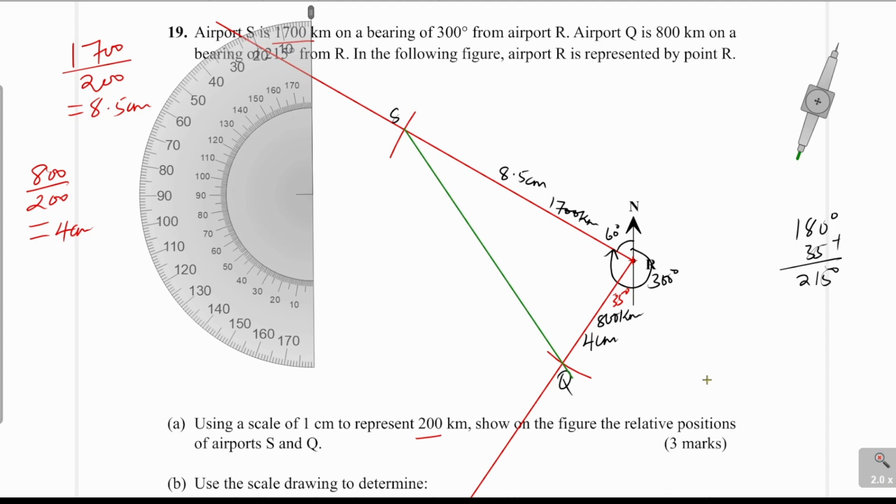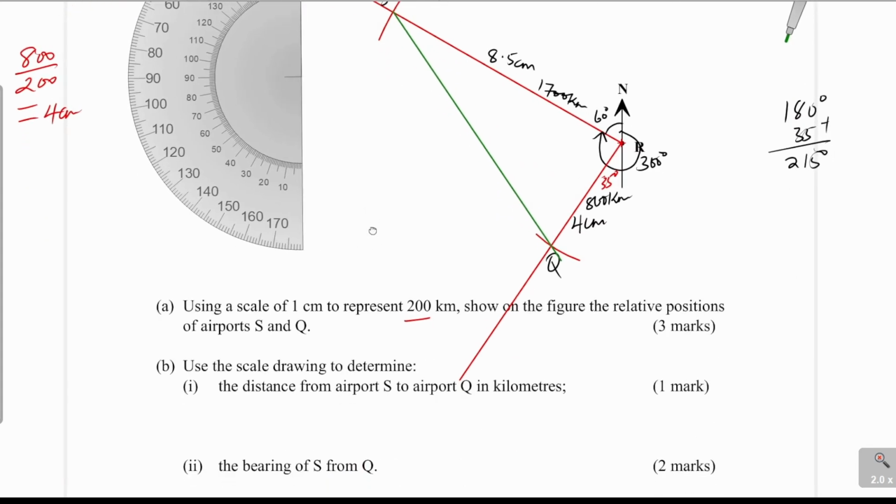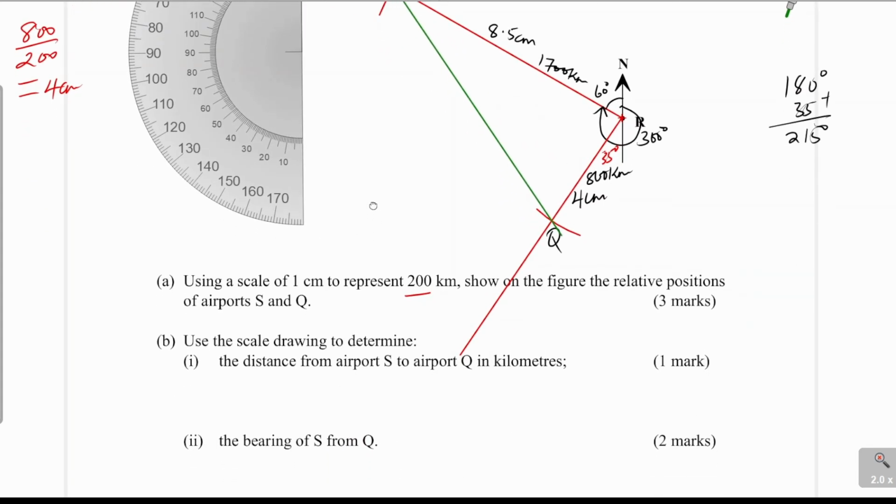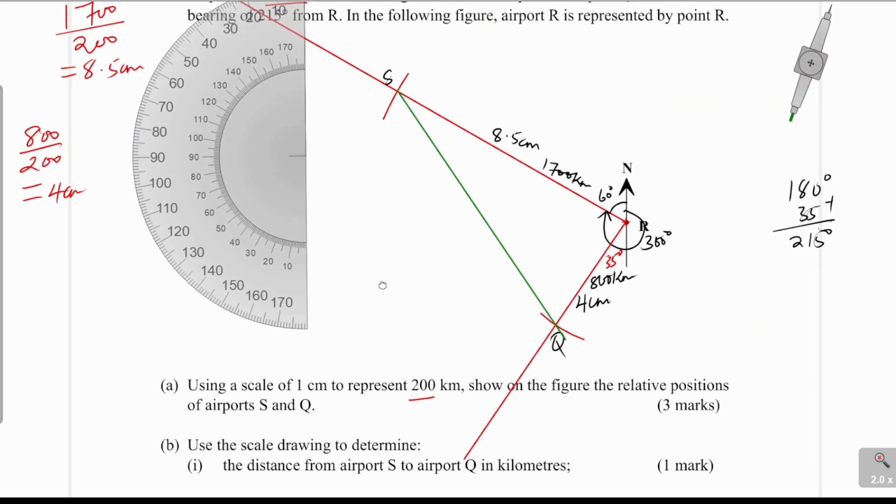Using a scale of 1 centimeter to represent 200 kilometers, show on the figure the relative positions of airport S and Q. Now the next question is here. Part B, use the scale drawing to determine 1. The distance from airport S to airport Q in kilometers. SQ in kilometers. So you just need to measure that. So you can use your ruler. I'm using my pair of compass. It is calibrated.